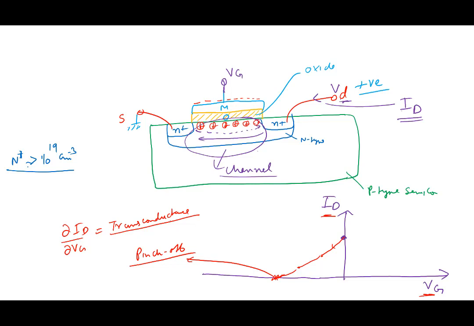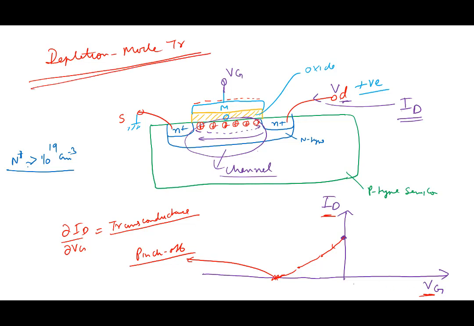ID is a function of VG. It exhibits transconductance. And, I'll not go into the details, under certain conditions, if you bias it, you can make transconductance much larger than output conductance. It starts behaving like a transistor. Now, such a transistor we call a depletion mode transistor.